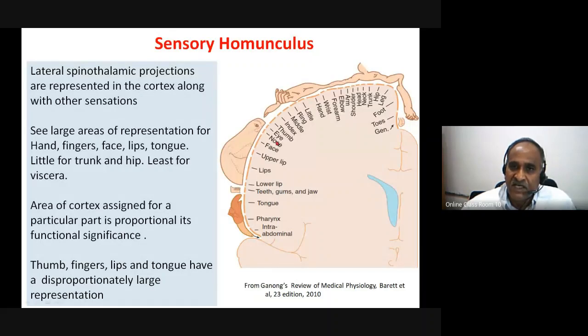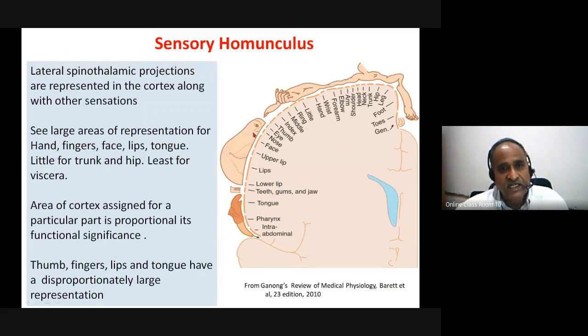Then you have the eye, nose, face, upper lip, and the lips. That is, you just see this part. Then we have the jaw here, and we have the pharynx and internal structure. I am repeating for your revision purposes. So now lateral spinothalamic projections are represented in the cortex along with the medial lemniscal sensations.